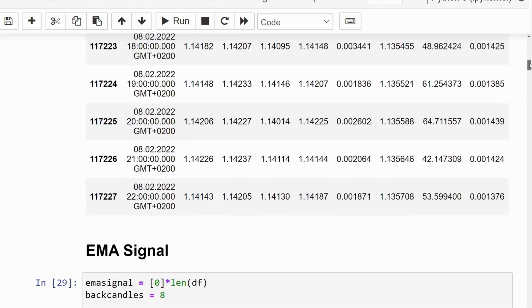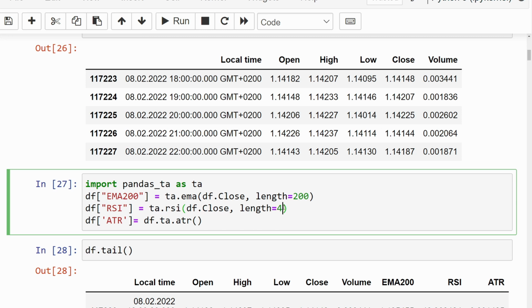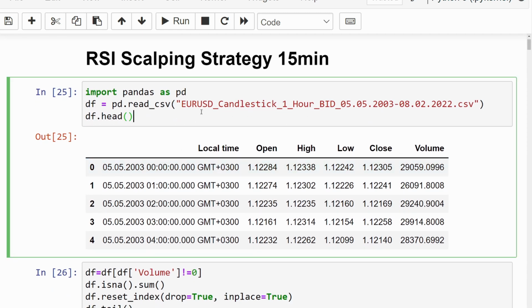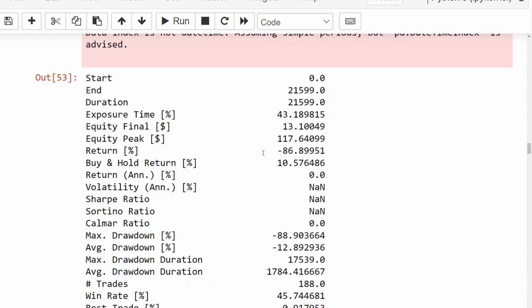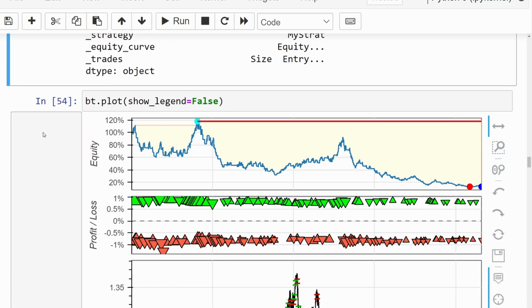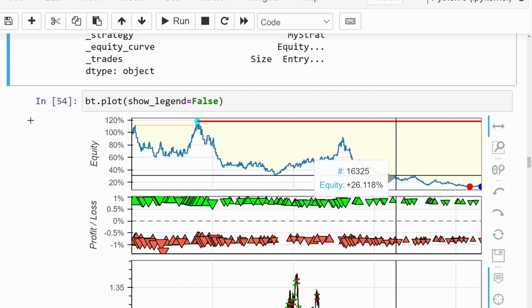So instead of RSI equal to 4, I'm going to take it back to 3, like we have used in the previous time frames. And just to be complete regarding this video, I'm going to run this back again and we will check the results together. So we have a return of minus 86%. This is a huge loss, and this is our equity. It had some small ups, nothing to be mentioned, but the whole trend is going down. So this is definitely a losing system in this case.